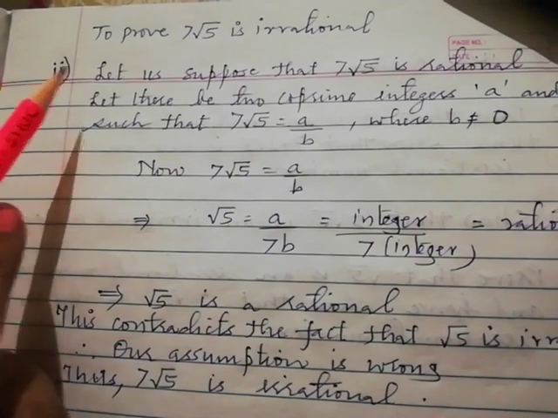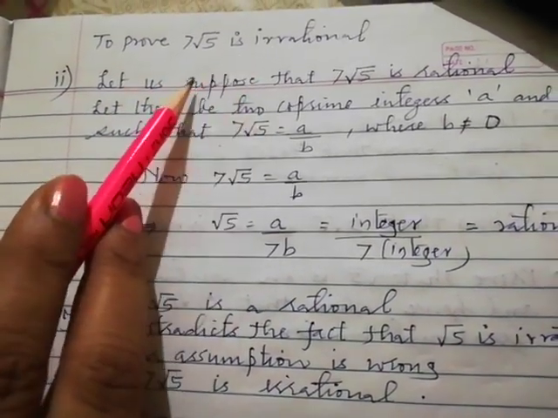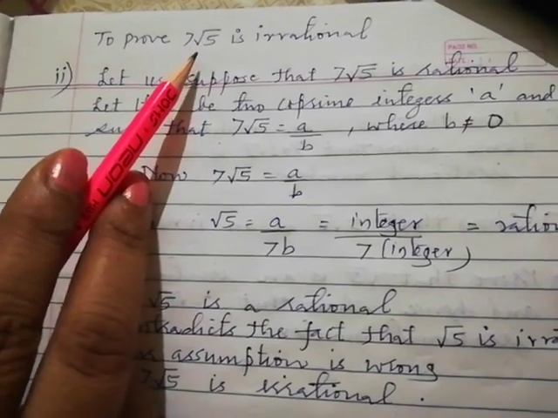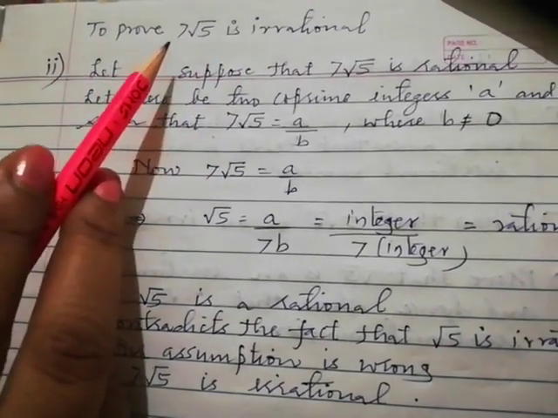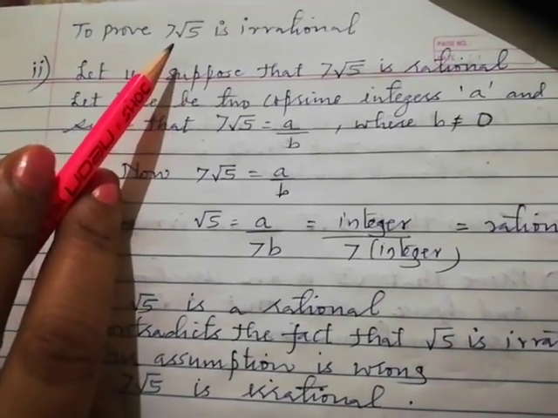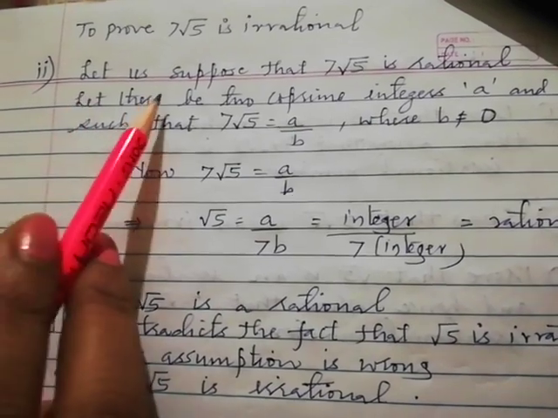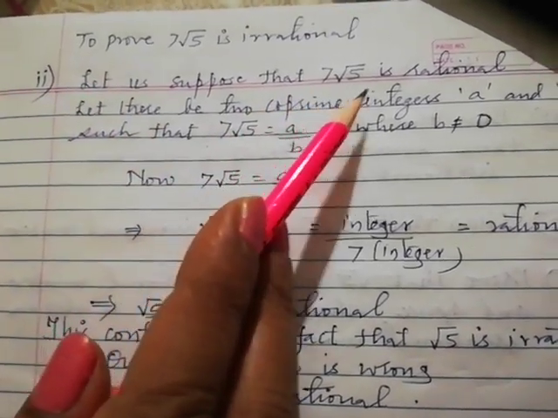Now second part, to prove 7 root 5 is irrational. So already we know that root 5 is an irrational number, and in 9th standard you have learned that multiplication of a rational and an irrational number is an irrational number. So we are going to suppose it again by the method of contradiction. So let us suppose that 7 root 5 is rational.